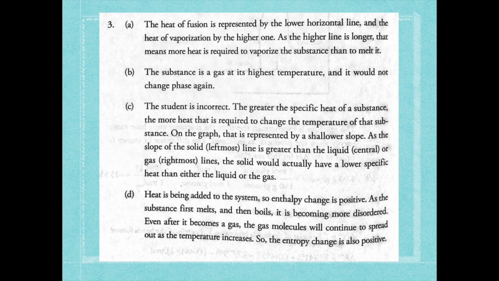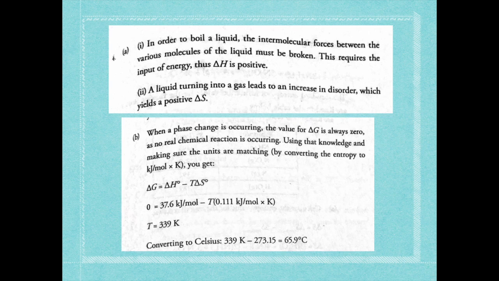What would the signs be for the enthalpy and entropy changes as heat continues to be added? So if I'm adding heat, that means that my enthalpy is positive. It's endothermic. I'm adding heat to the system. Now, if I'm going from a solid to a liquid to a gas, I also know that my entropy is going to be positive because I'm increasing the disorder of that system. Because remember, gases have much more disorder than solids do. So both of them would be positive.